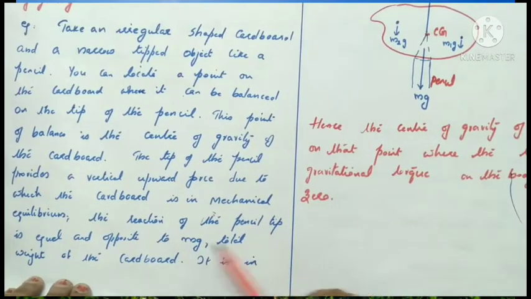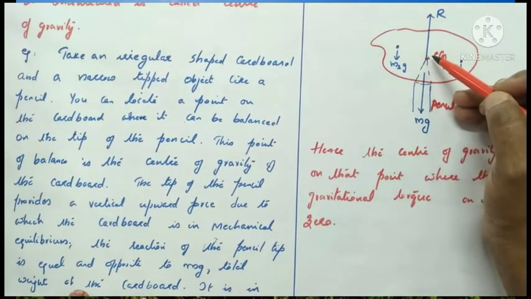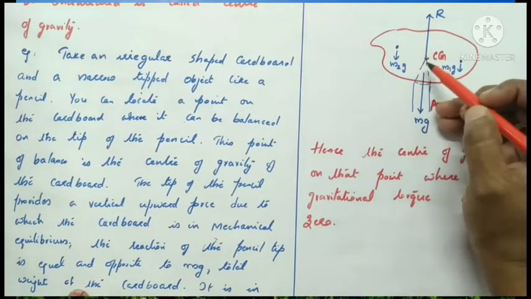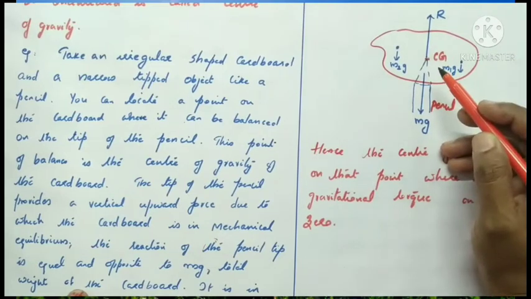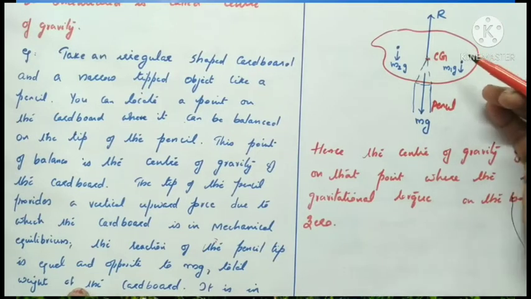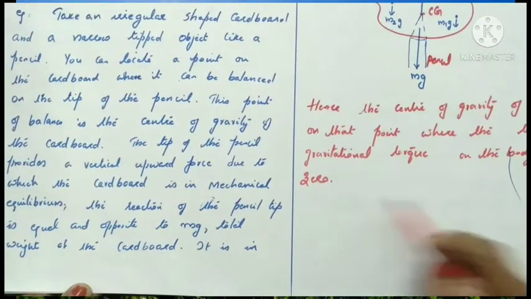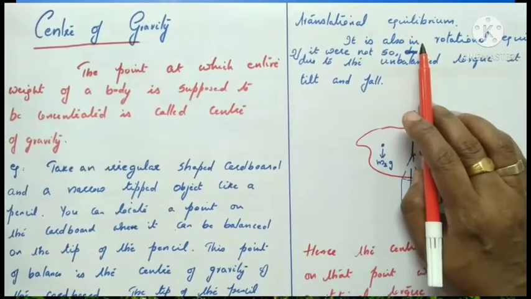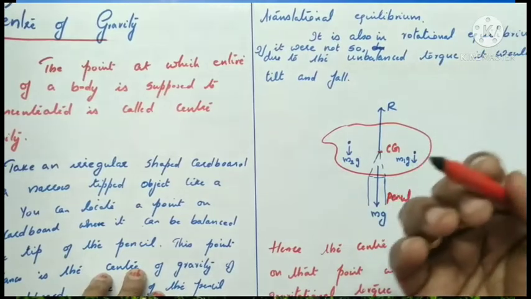The reaction of the pencil is equal and opposite to the weight. So at that point two forces are acting. Weight is acting in the downward direction and the tip of the pencil exerts a normal reaction in the upward direction. Both the forces are equal and opposite, hence net force is equal to 0. That means the system is in mechanical equilibrium, translational equilibrium. The system is also in rotational equilibrium, because the cardboard does not rotate.